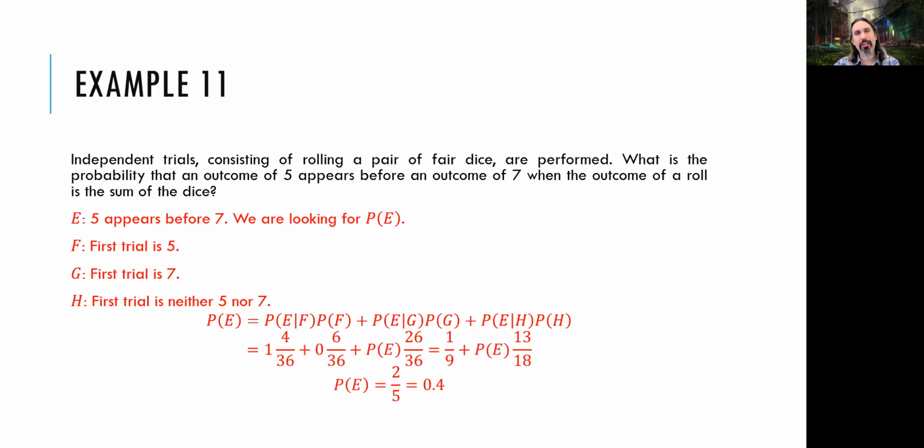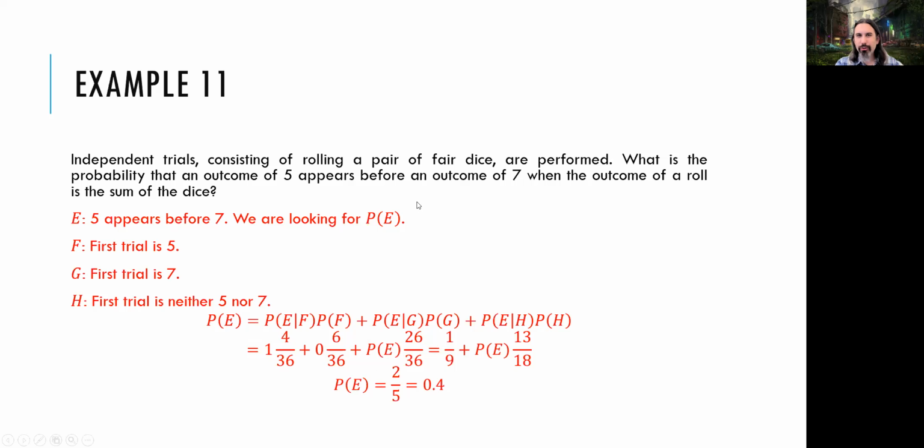So the second trial has become the first trial, which means that rolling anything other than 5 or 7 doesn't change the probability, which means that E given H is actually equal to E, the probability of E. Now, from here, we have 2 probabilities of E, one on each side, left and right side, and lots of numbers. We just simplify all of them, and we get the probability of E is 2 over 5, which is 0.4.